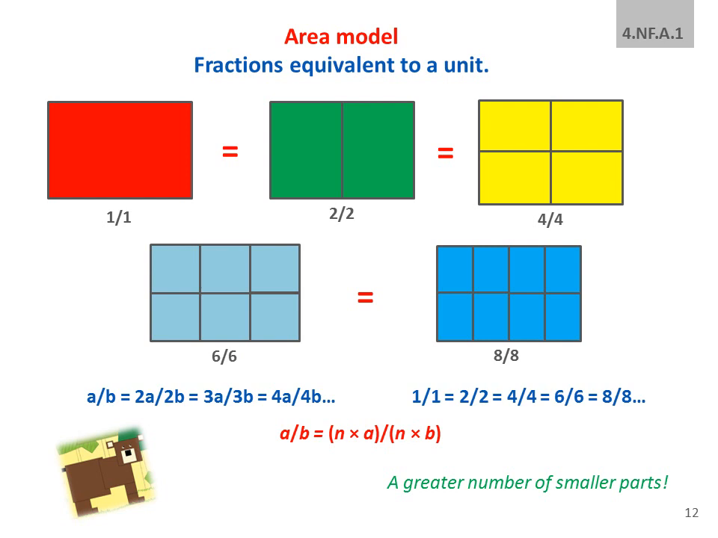When you have all of the pieces, you have the whole. 4/4 equals the whole. 7/7 equals the whole. 10/10 equals the whole. In general, when the whole is divided into n equal parts, if you have n of those parts, you have the whole.